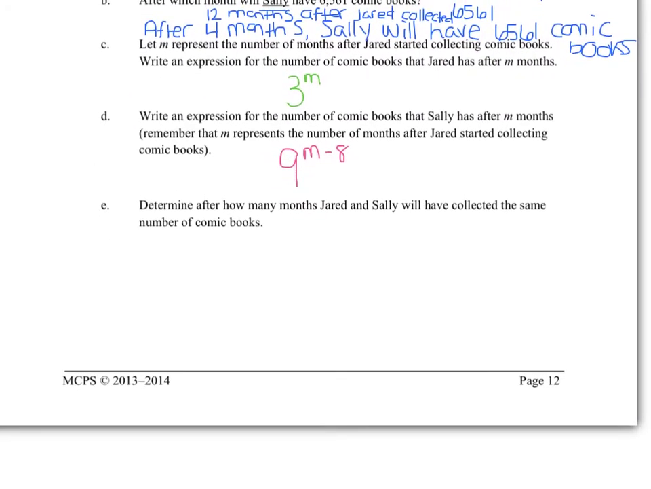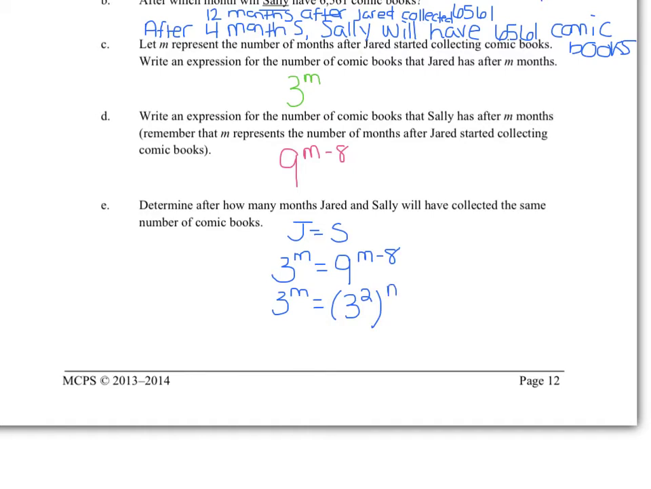Finally, it asks us to determine after how many months Jared and Sally will have collected the same number of comic books. So we want to know, when does Jared equal Sally? Well, if Jared is 3 to the power of m and Sally is 9 to the power of m minus 8, we can set these equal to each other and then solve. But remember, these are exponential equations, and the main rule for exponential equations is to have the same base. Well, 3 to the power of m, I can't change that base of 3. I can't make it any smaller. But can I make 9 smaller? Yes, I can. 9 is just 3 squared.